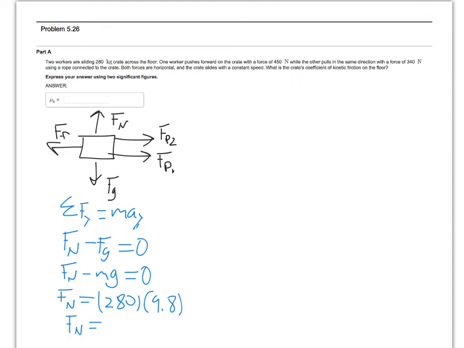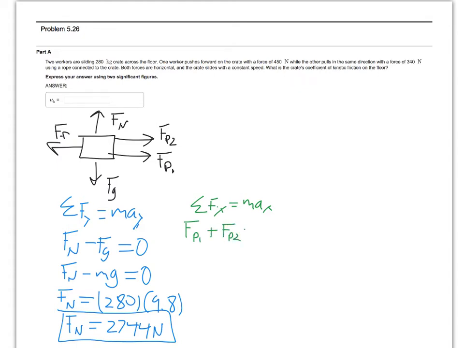So my normal force is 2,744 newtons. In the x direction, thinking about the forces that I have there, I have Fp1 plus Fp2 minus the force of friction, and this is also going to be equal to 0, but for a different reason. The y acceleration was 0 because we're not accelerating up and down as we go across the floor. We're not even moving up and down.